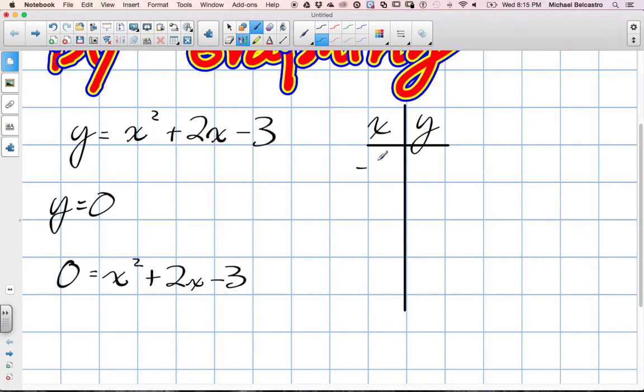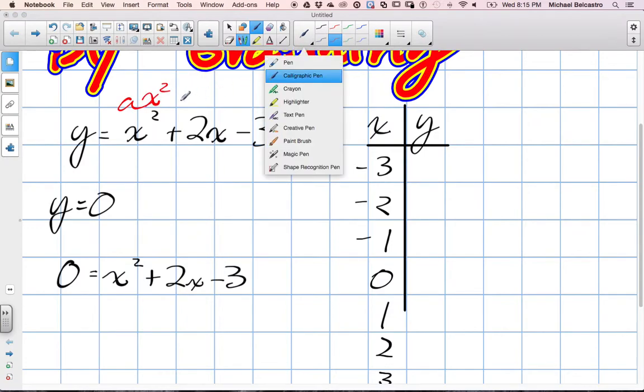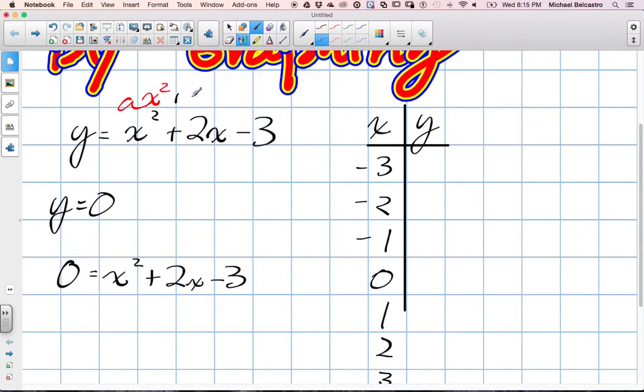Now, when x is -3, -2, -1, 0 is next, 1, 2, and 3. I almost forgot there for a second. Now, we're in what's called standard form, and standard form is ax squared plus bx plus c. What's good about standard form is it tells us what the y-intercept is.